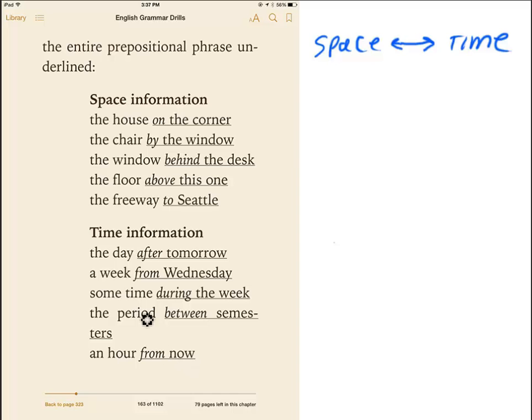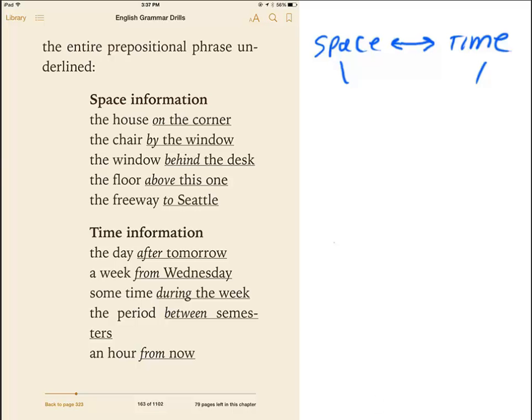All these prepositions deal with time, and it tells you when something happens. So space and time. It tells you more information about the subject. All right. So there are some prepositions. Those are the most common ones.